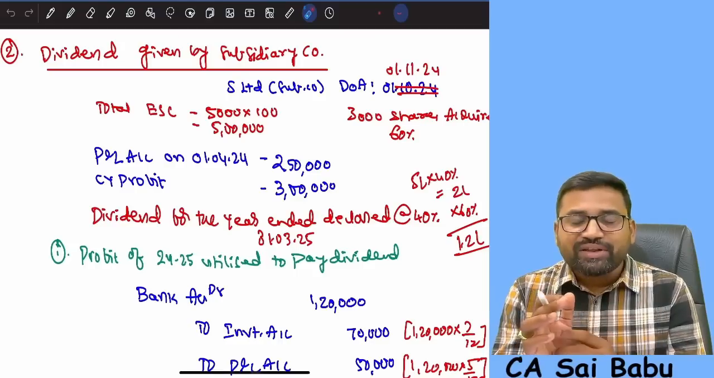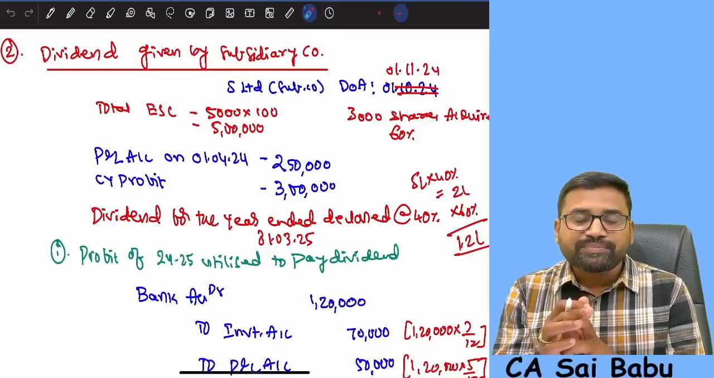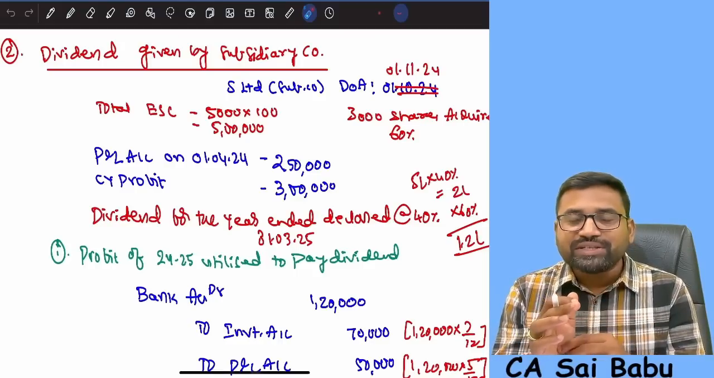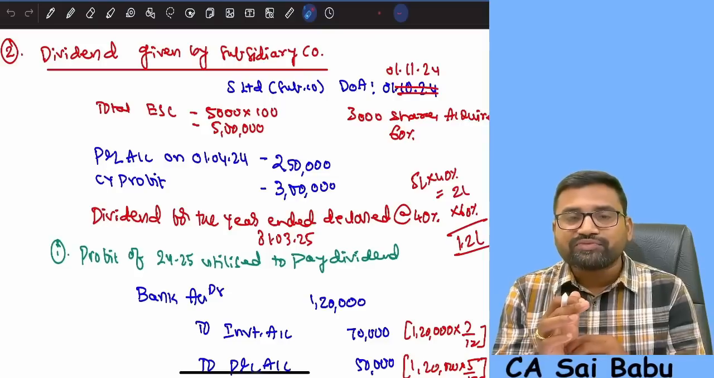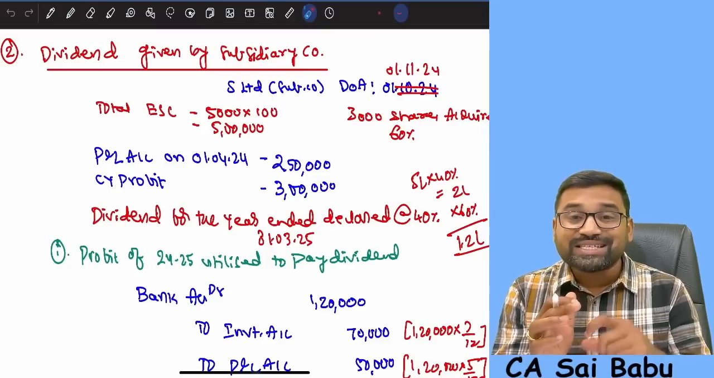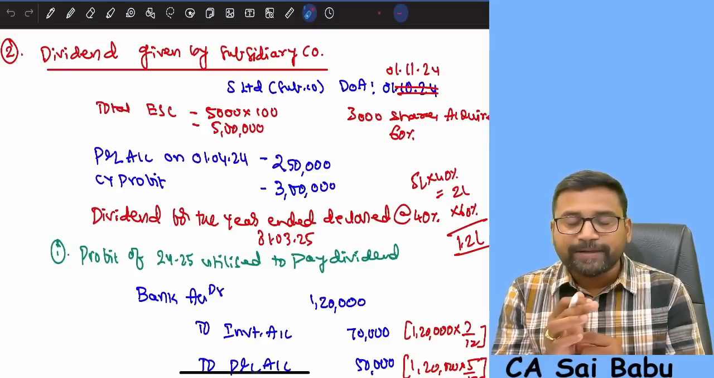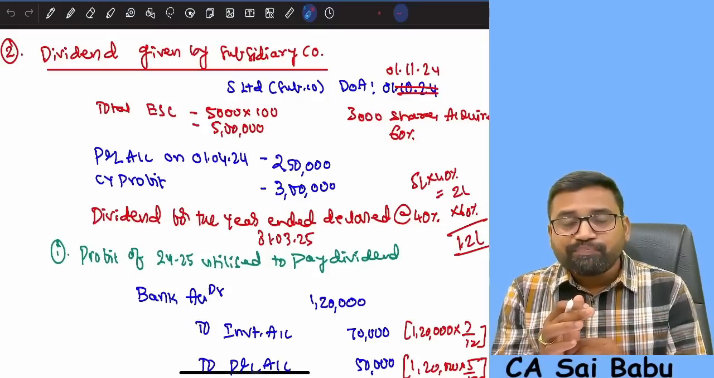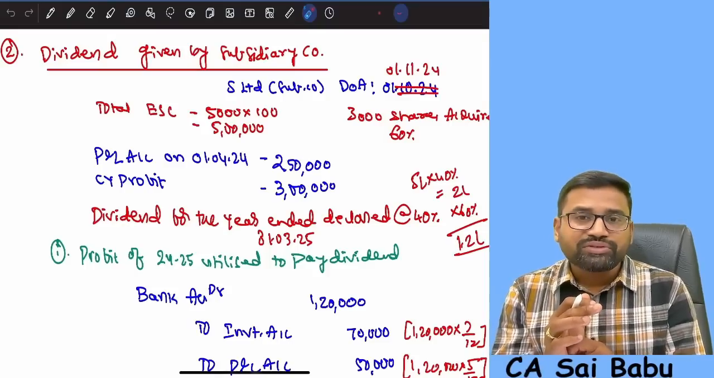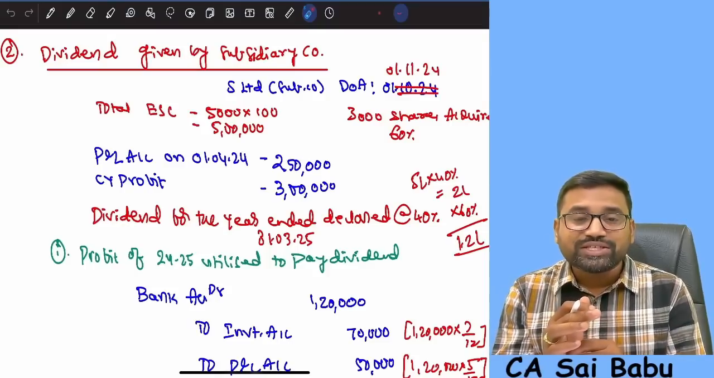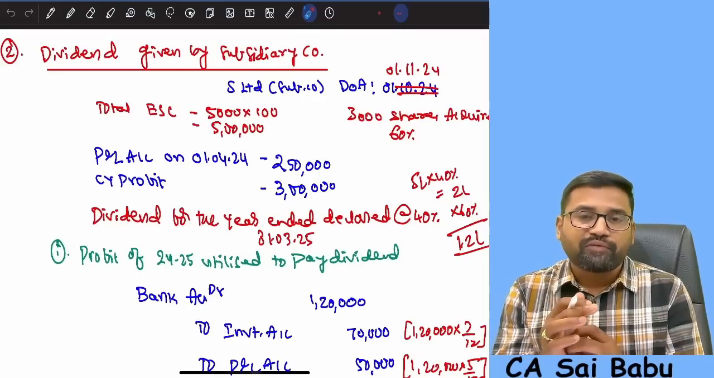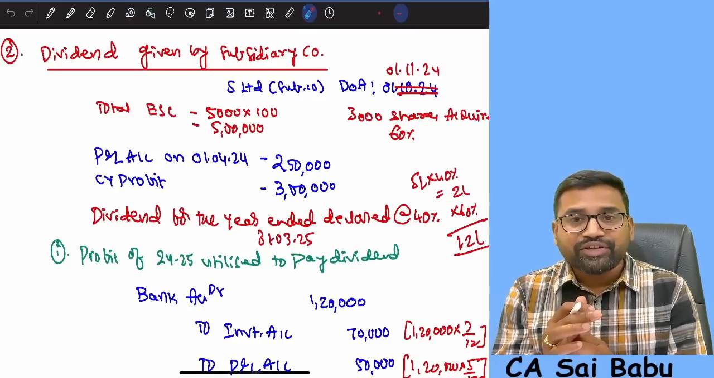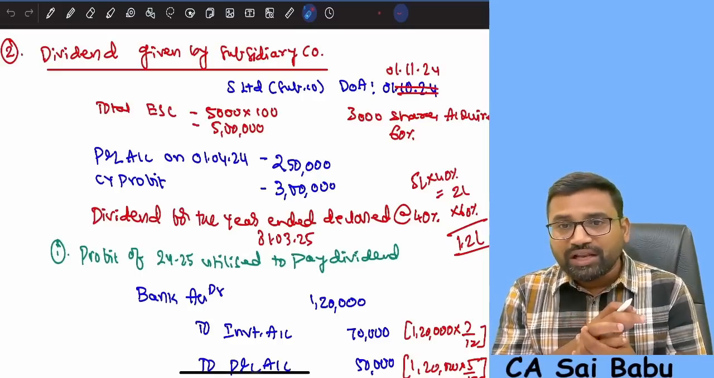If the dividend is given by the subsidiary company from pre-acquisition profits, now the share of dividend which is received by the parent from the pre-acquisition profits will be treated as capital profits. It is adjusted to the cost of investment. One thing. If the dividend is given by the subsidiary company from post-acquisition profits, now that share of dividend which is received by the parent company from the post-acquisition profits of subsidiary will be treated as revenue profit and that will be credited to P&L account.